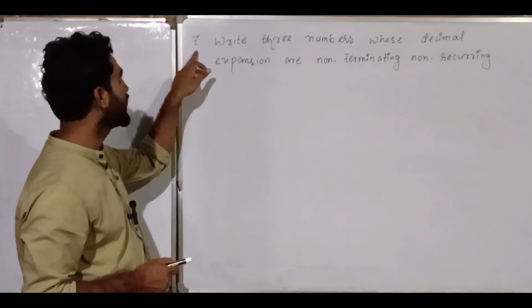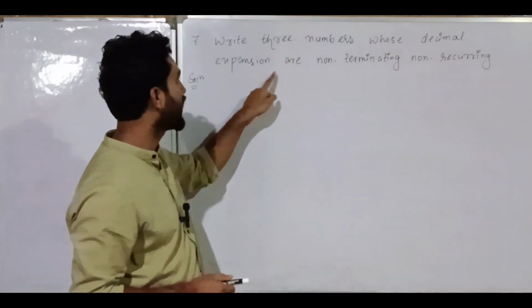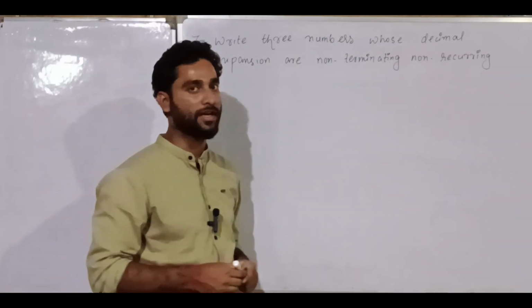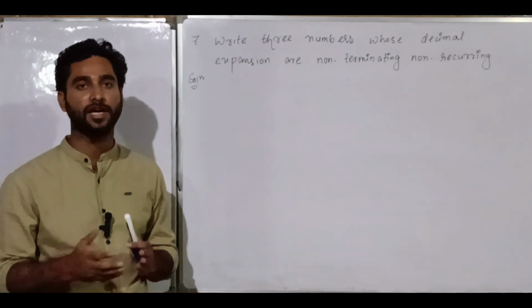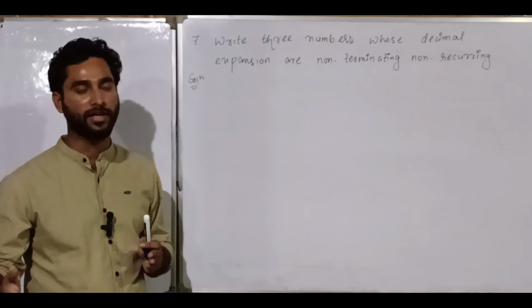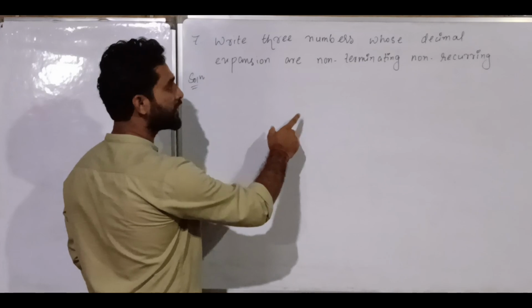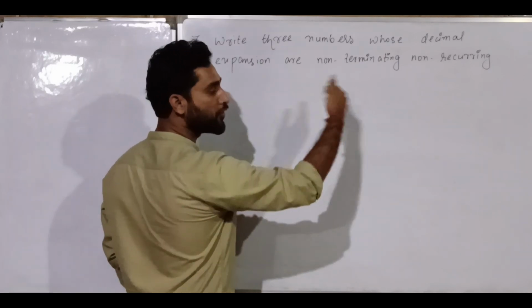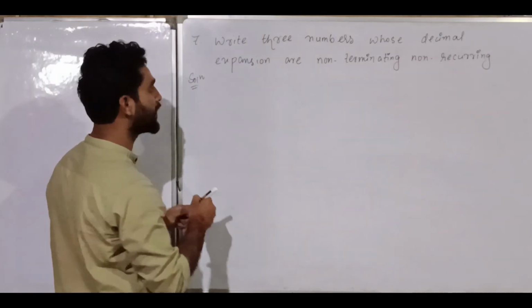Let's see this question number 7. Write three numbers whose decimal expansions are non-terminating, non-recurring. We know that all irrational numbers have decimal expansions that are always non-terminating, non-recurring. So we can write any numbers in such a way that the decimal expansion is non-terminating, non-repeating. So infinite examples can be written.